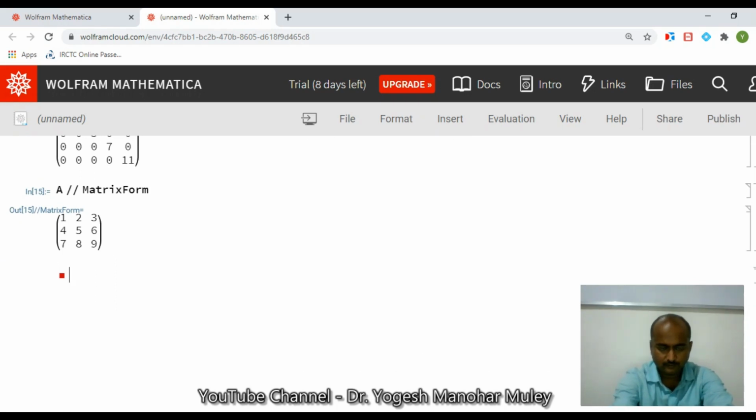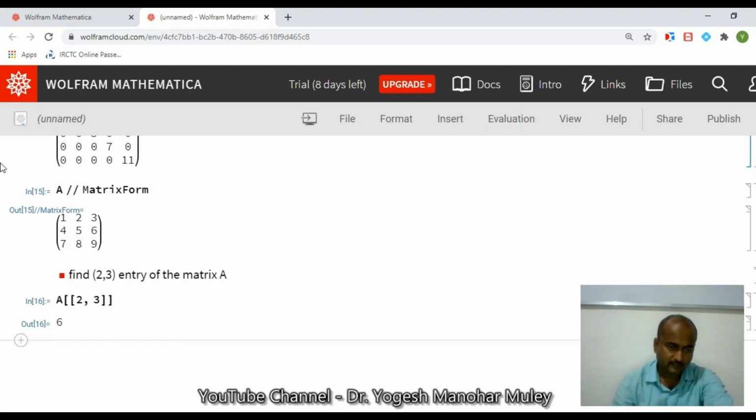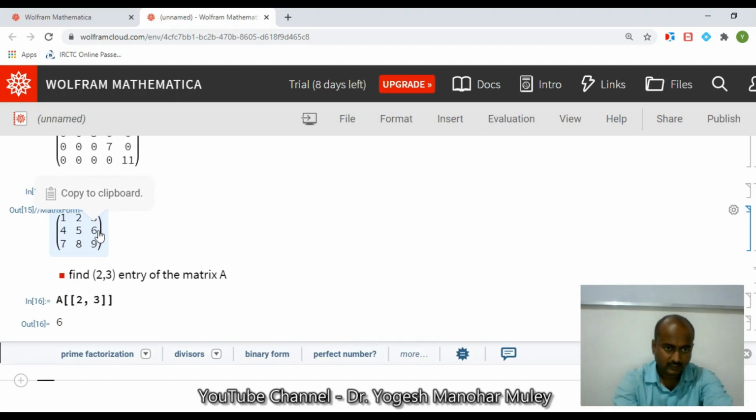So this is a matrix. Now I would like to find the 2, 3 entry of the matrix A. So second row, third column, we want to find out the entry. So for that we need to type A in brackets 2, 3. This will give you the second row, third column entry, which means you are getting 6.